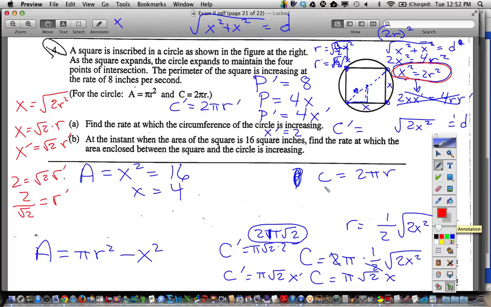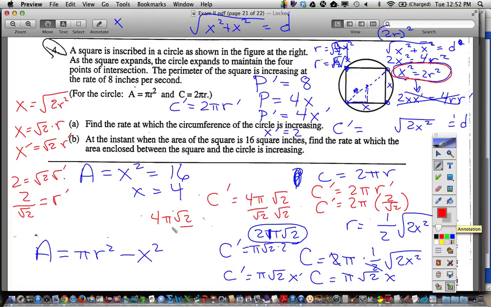So now come back to here. So here we had c prime is 2 pi r prime, right? So now I put in my 2 pi, and now for r prime, I put in my 2 over radical 2. And we end up with c prime equaling 4 pi over radical 2. Now if I want to go ahead and rationalize this a little bit, right? Radical 2 times radical 2. So I get 4 pi radical 2 all over 2. And then what happens? Cancel, cancel. I get 2 pi radical 2, which is the same thing we got.